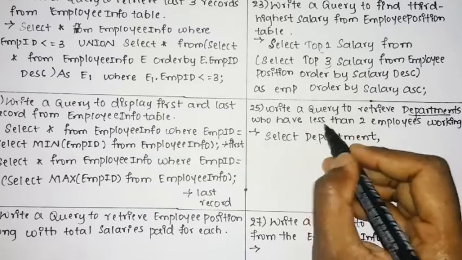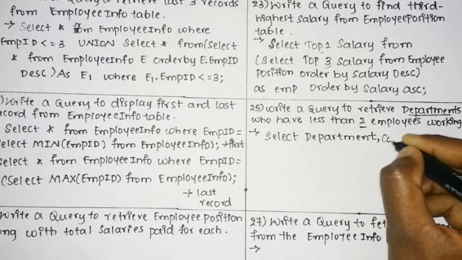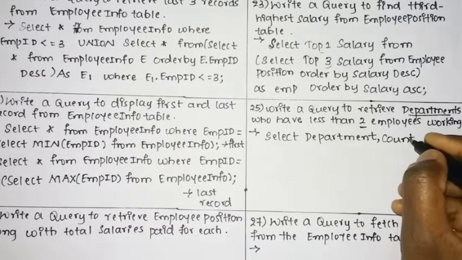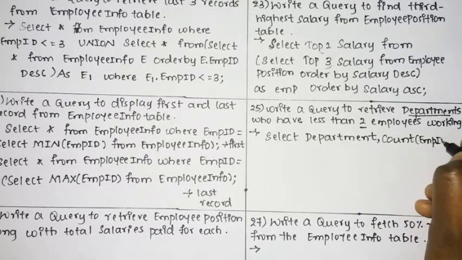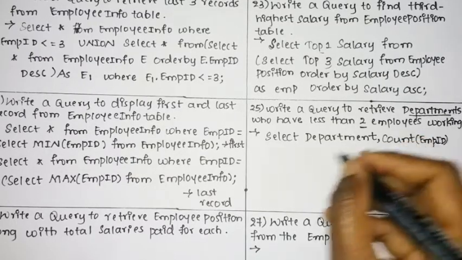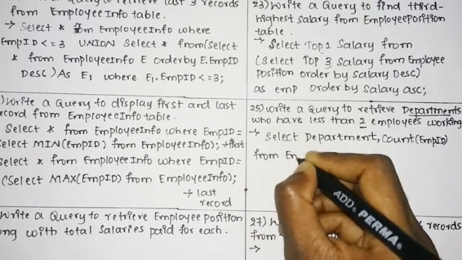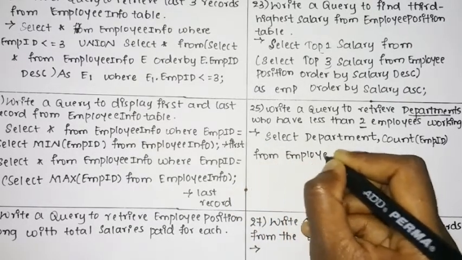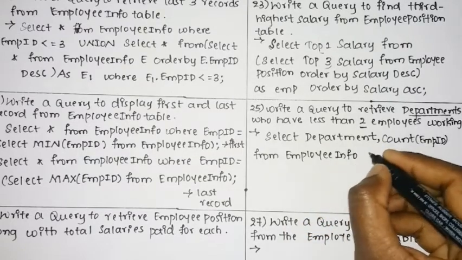Then you need to have less than 2, which means you need to count the number of employees. So select department, comma, count of. In both tables, the common column is employee ID. So select department, comma, count of employee ID from the table named employee info. So from employee info, then after that what you need to do?